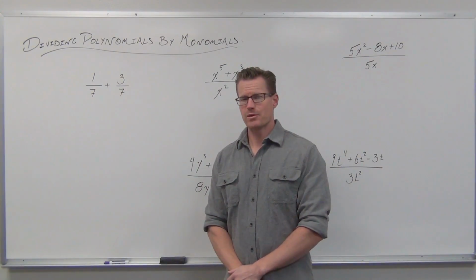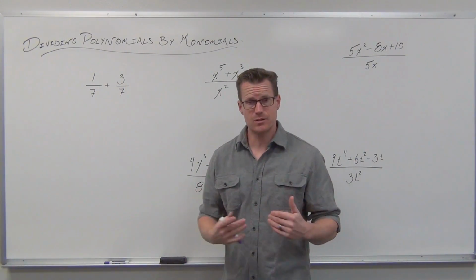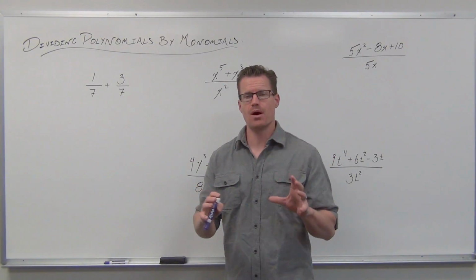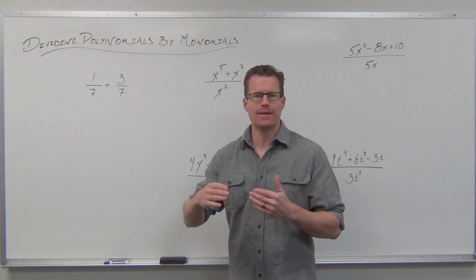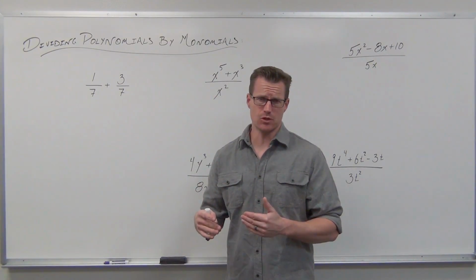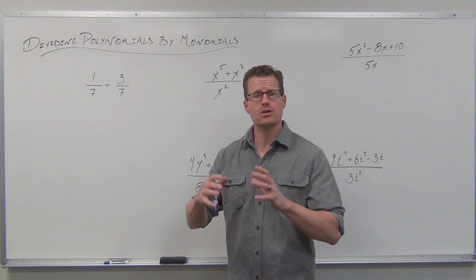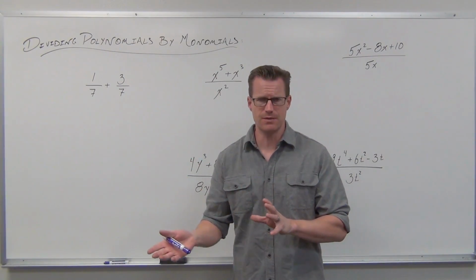Well, now that we've mastered negative exponents and exponent rules, and we know how to add, subtract, and multiply polynomials, we're going to talk about the last step: how to divide polynomials. So we're going to start with polynomials divided by monomials. This is going to involve some division. It's going to involve some negative exponents.